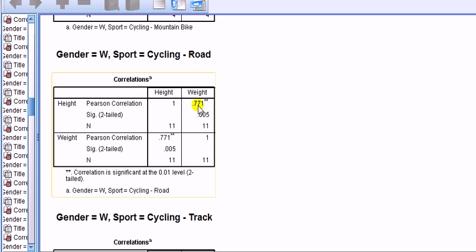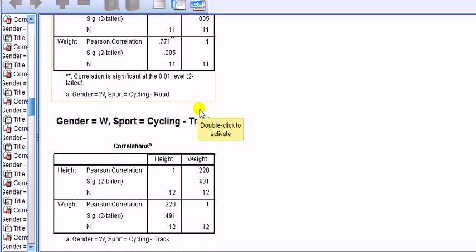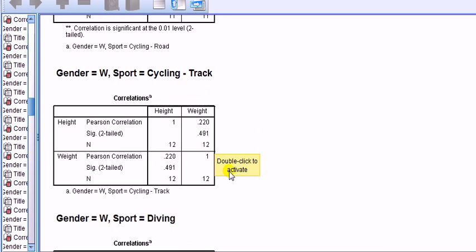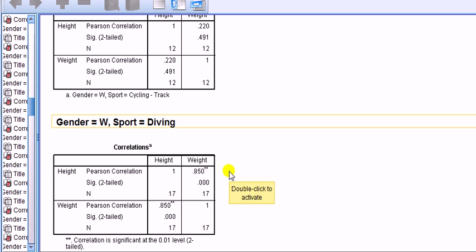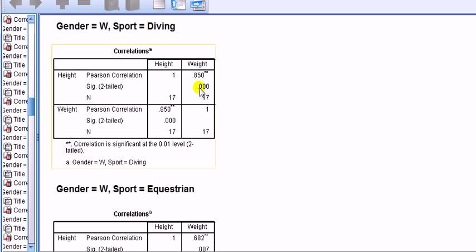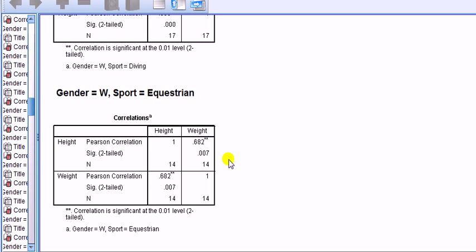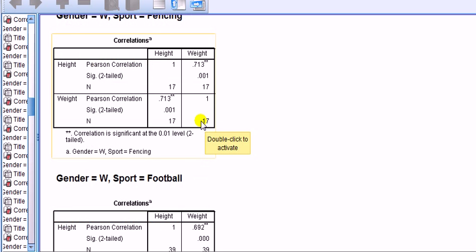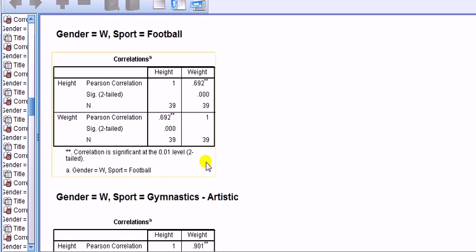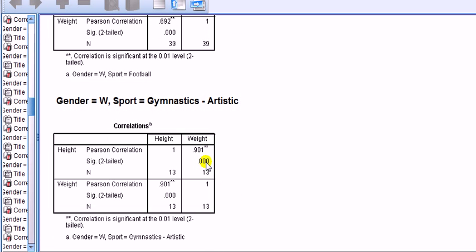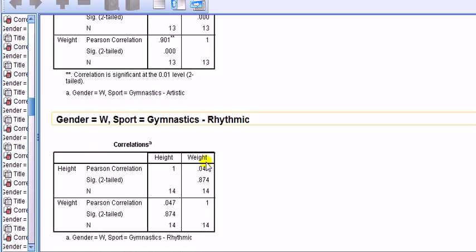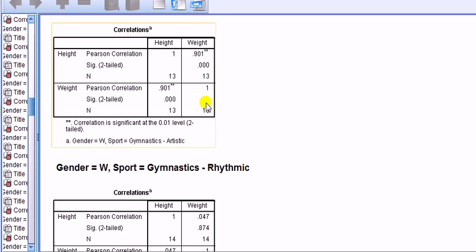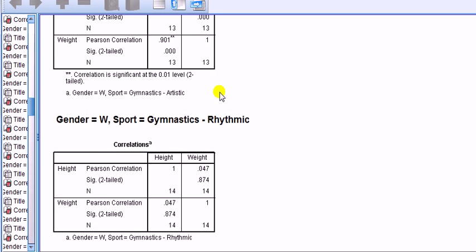Women's cycling, road cycling 0.771. Track 0.22. That's unusual, isn't it? They're not tied as close together for the 2 different types of cycling. Diving 0.85. Is that similar to the men's? Can't remember. 0.8 I think for the guys. Equestrian 0.68. Fencing 0.7. Soccer 0.7. Artistic gymnastics 0.9. Oh, 0.9. That is the highest so far.